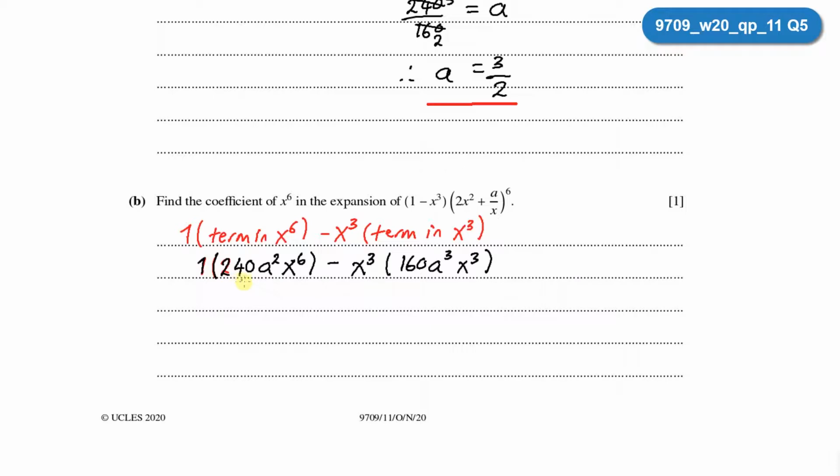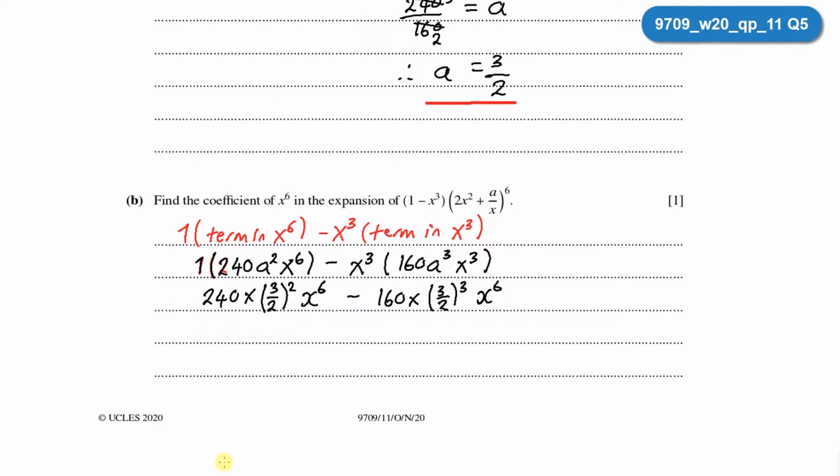So on the left side, we have 240 here, 1 times 240, and that's times a squared. A is 3 over 2, so that will be 3 over 2 squared, and that's x to the power of 6. That's minus, and here we're going to have 160, and then that's times a cubed, which is 3 over 2 cubed. And x cubed times x cubed is going to give us x to the power of 6.